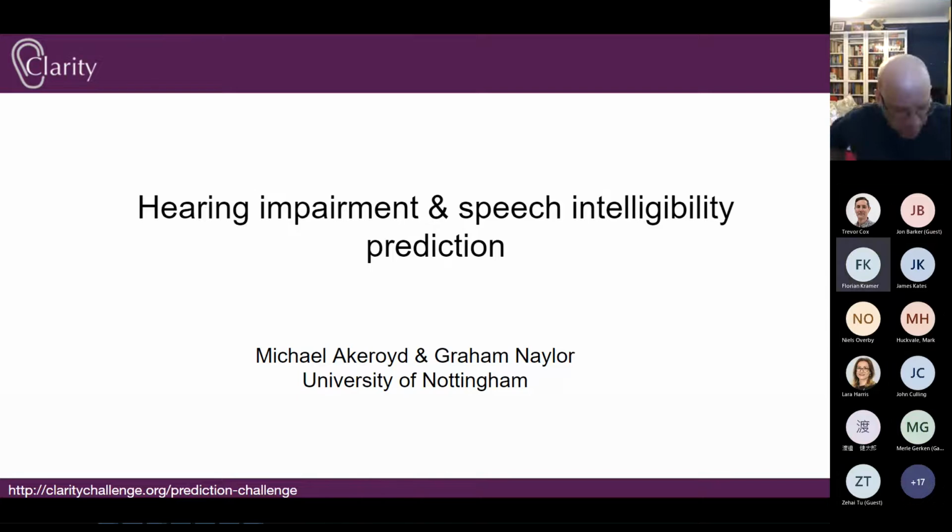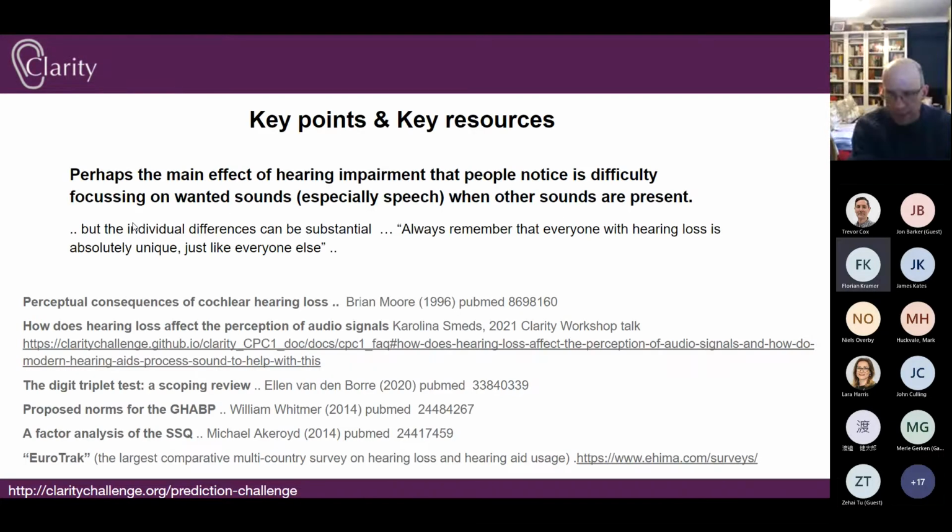My purpose in the next few minutes is to give a high-level summary, a quick crash course in hearing impairment and speech intelligibility prediction. First of all, I'm going to say at the top what the big overall effect is that most people with hearing impairment complain about, the one that essentially gets them into the clinic, where they want their hearing aids. It's the difficulty they notice focusing on what they want to hear, primarily speech, when other sounds are present. So it's a problem of background noise. It's a problem of, in acoustic terms, stream segregation. It's extracting the target from whatever else is in the way.